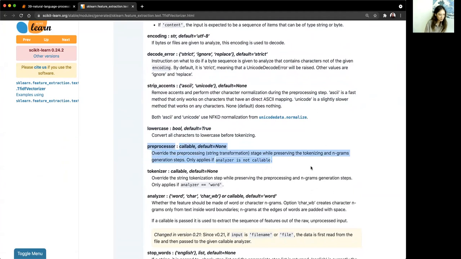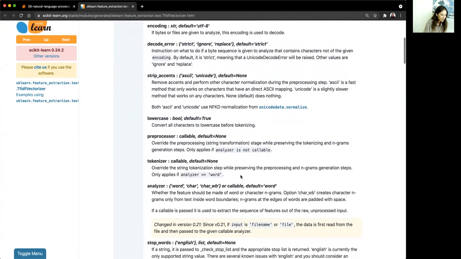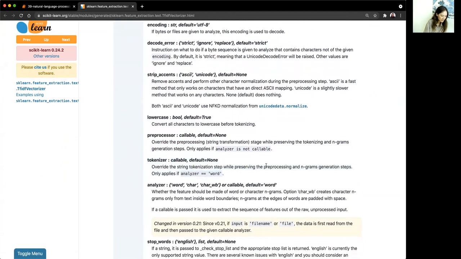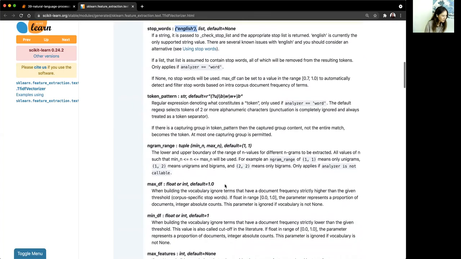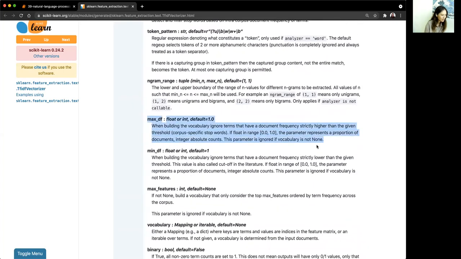This one I've actually never used before, but I've seen a couple people use it if they want to specifically pre-process things a certain way. Tokenizer, typically by default, is just by word. Stop words: by default, you can feed it in English and it'll just use the English stop words. But if you want to use your own custom set of stop words, you feed in your set of stop words.